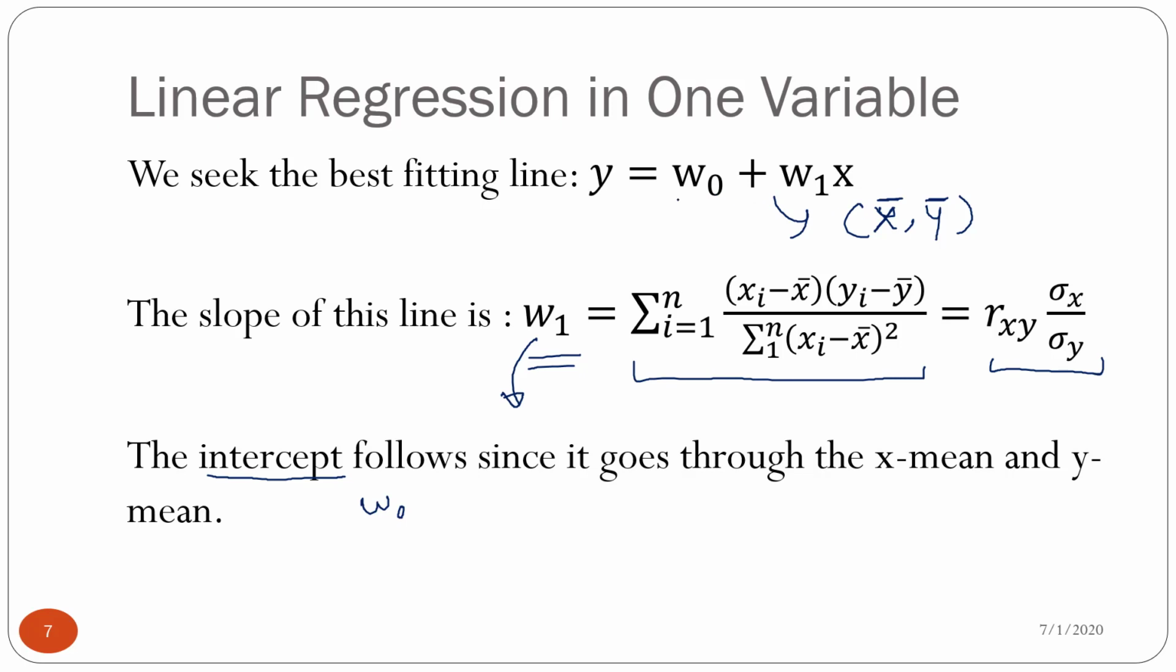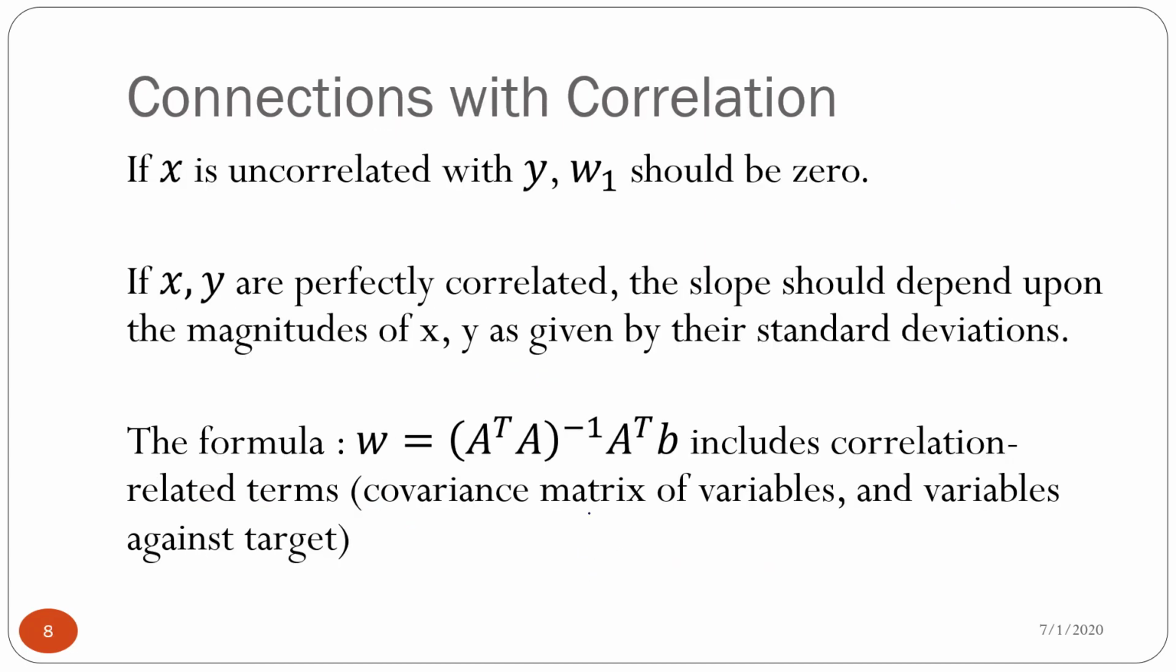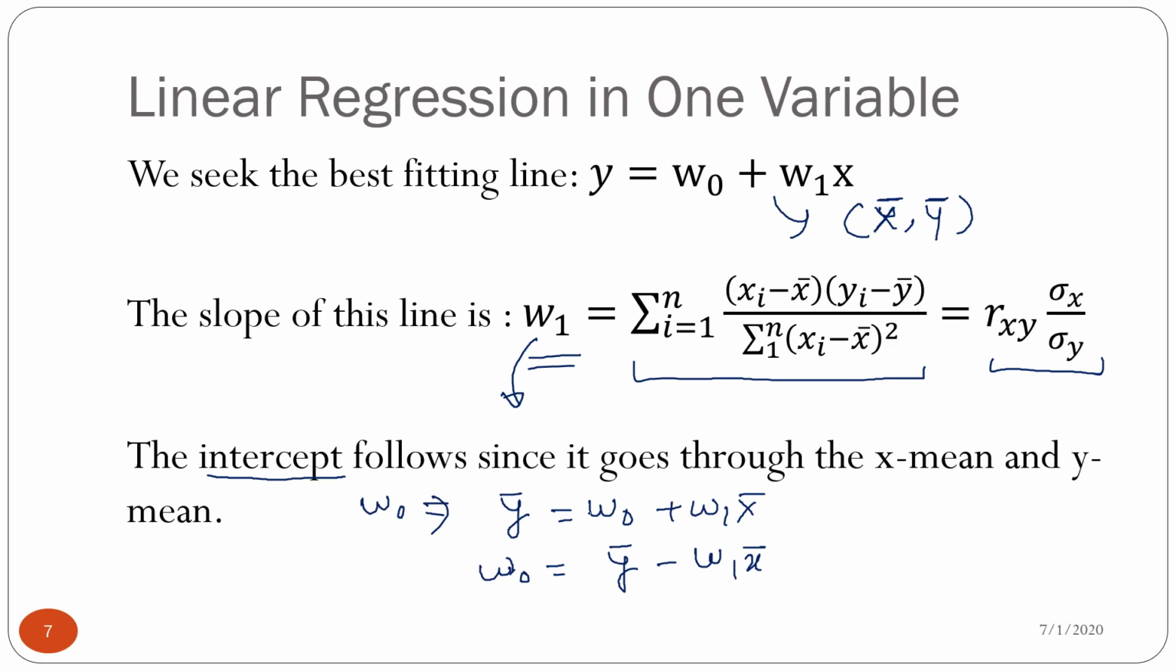So if you put these values in the equation right here, what will happen? It will be y bar equals w0 plus w1 times x bar, right? So from there you'll get w0 is equal to y bar minus w1 x bar. So you can obtain the intercept as well. w1 was important. Once you have w1, you can put the value of w1 here and get the value of the intercept w0.